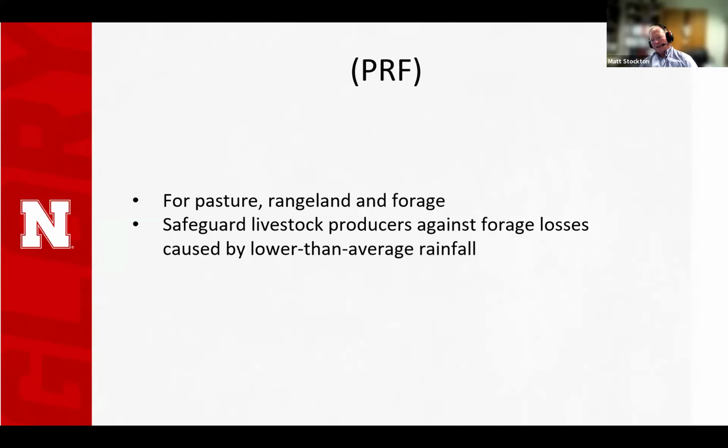But the PRF then is when you're actually going to get some dollars when rainfall is short in a particular grid on a map. So you may actually end up with forage and still get paid, or you may end up with not a lot of forage and not get paid, depending on how the map works out relative to what's used. So it's not bad, it's not good.